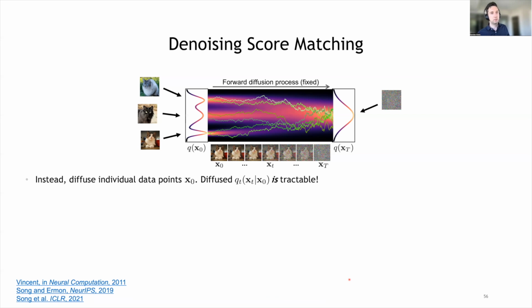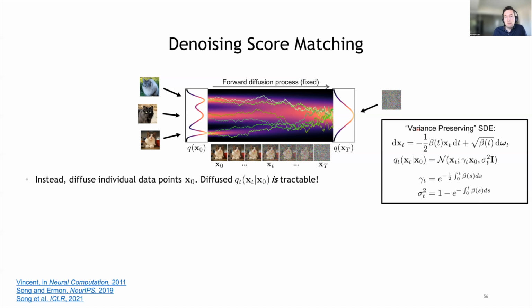But what we can do is something different, which is now known as denoising score matching. So what we had on the previous slide was just general score matching. What we can do is, instead of considering this marginal distribution q_t of x_t, which corresponds to the full diffused density, let us consider individual data points x_0 and diffuse those. So instead, we consider the conditional density q_t of x_t given x_0. That distribution actually is tractable.